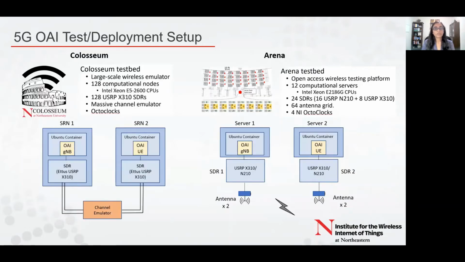So going into our 5G deployment setup, we have two large-scale testbeds here at Northeastern where we are testing OAI. First is Colosseum, which is part of the PAWR program, and second is an in-house testbed called Arena. The configuration of the two testbeds is very similar, with both using Intel Xeon-based computational nodes and X310 USRPs. The primary difference between the two testbeds is that Colosseum uses a massive channel emulator, while Arena performs the transmissions over a real wireless channel or over the air.